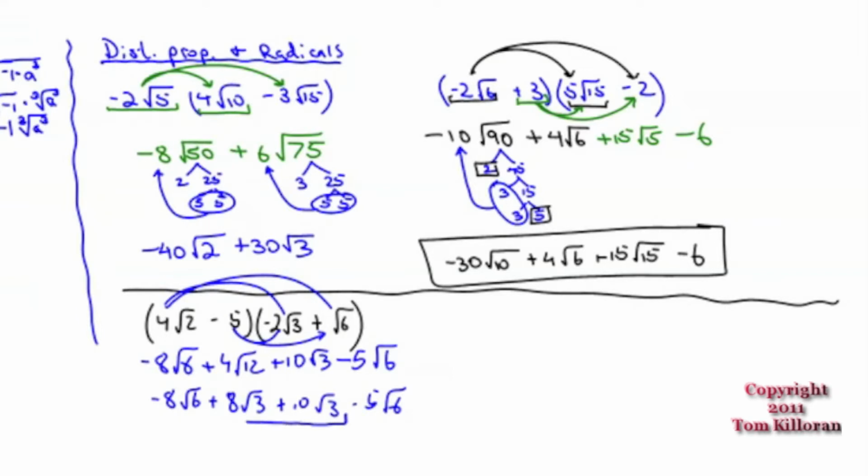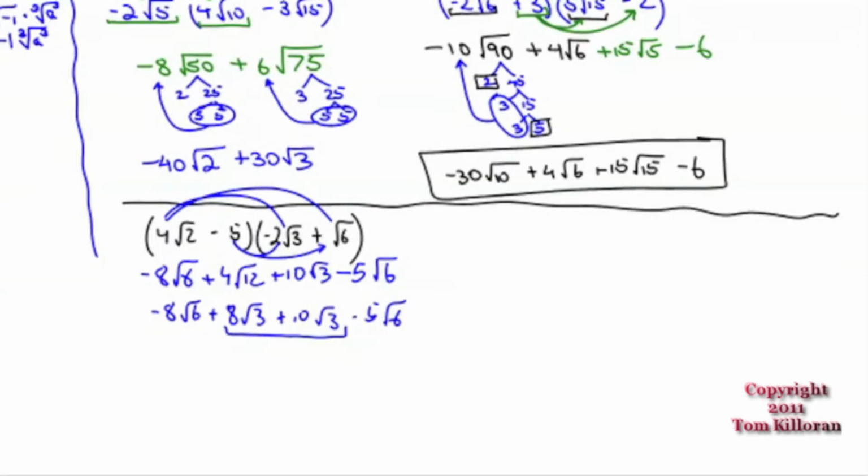These both have square root of 3. So 8 plus 10 is 18. So we get negative 8 square roots of 6 plus 18 square roots of 3. Don't change that. Minus 5 square roots of 6. Oh, wait a minute. I didn't even see that. They both have square roots of 6. So negative 5 and negative 8. Negative 13 square roots of 6 plus 18 square roots of 3.